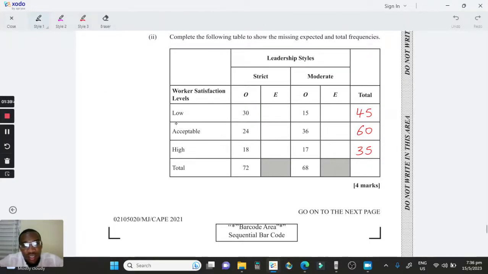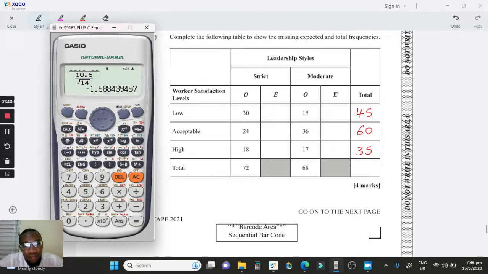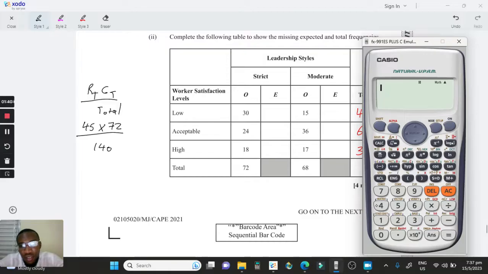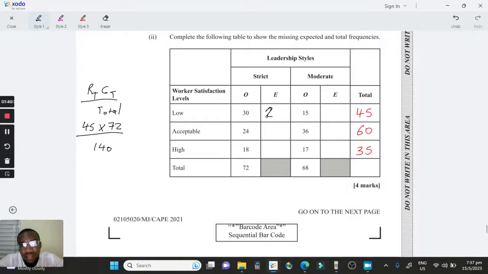Now we need to work out these expected values. Remember the formula you're going to use is row total times column total divided by the total. So the row total is 45 times the column total, 72, divided by the total, 140. You put that in your calculator: 45 times 72 divided by 140. That's 23. This is your expected value, 23.